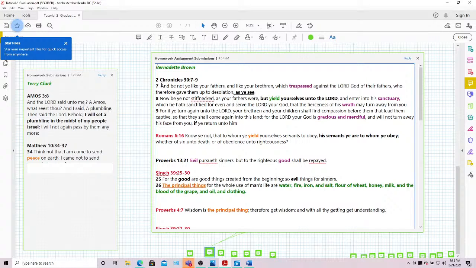So we got 2 Chronicles chapter 30, verse 7 through 9, and it says, and be not ye like your fathers, and like your brethren which trespass, so they trespass against the Lord God of their fathers, who therefore gave them up to desolation, as ye see, which we are still in our state of desolation.